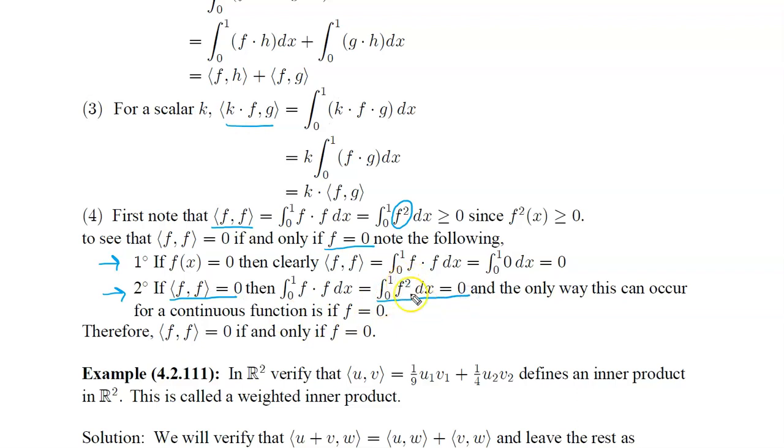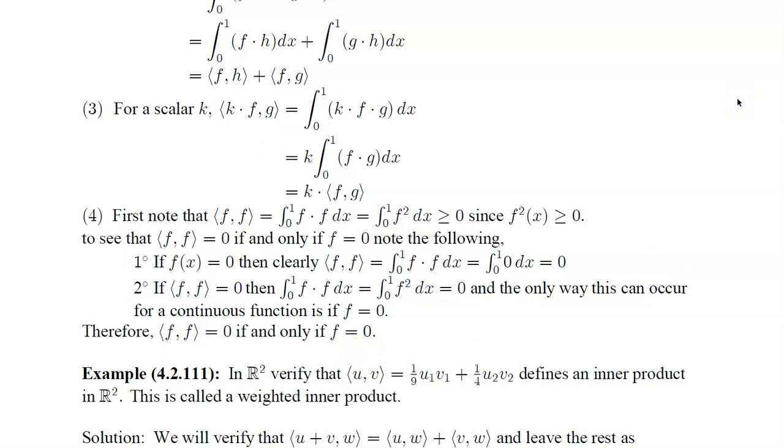And the only way this can hold, the only way the integral from 0 to 1 of a positive function can be 0, is if that function itself is identically 0. And that, of course, is for a continuous function. So therefore, the inner product of f with itself is equal to 0 if and only if f is the 0 function. And that verifies property number 4.